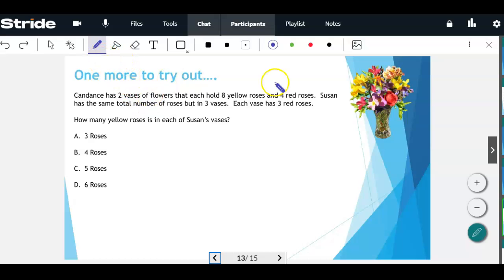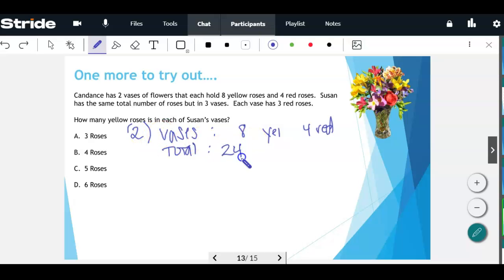All right, so this one, you can set it up, 2 vases of flowers, each hold 8 yellow and 4 red roses for Candace. So she has 2 vases, and there are 8 yellow. I'm just going to put yellow and then 4 red. Total flowers that she has, because this is 2 vases, there's 12 flowers times the 2 is 24.